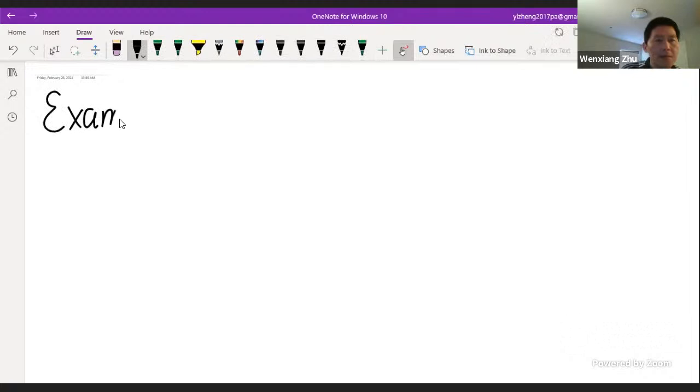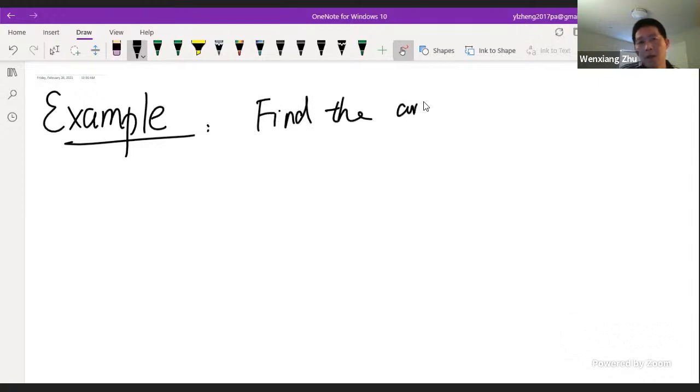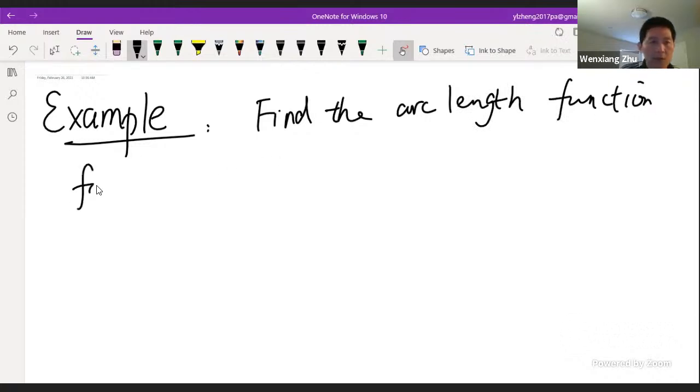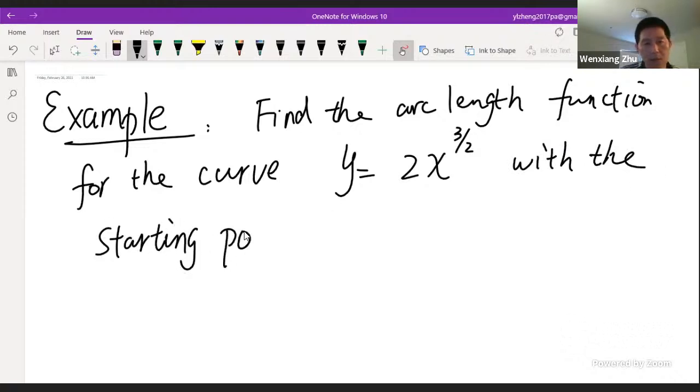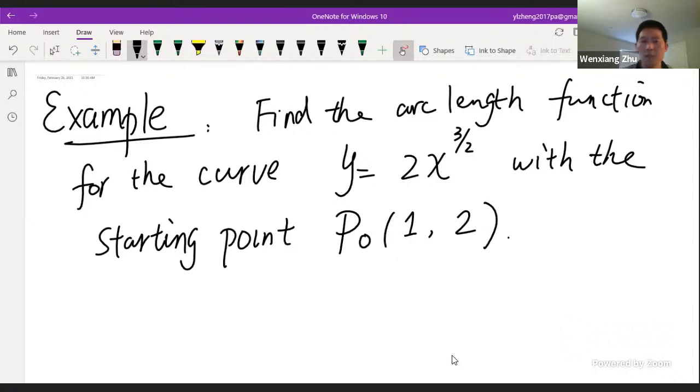So here's an example. It says find the arc length function for the curve y equal to 2 times x raised to the 3/2 power with the starting point P0 having coordinates... When x is equal to 1, what is the y? So you plug in 1 for x. So 2 right there. So this is what this problem is about, the arc length function.